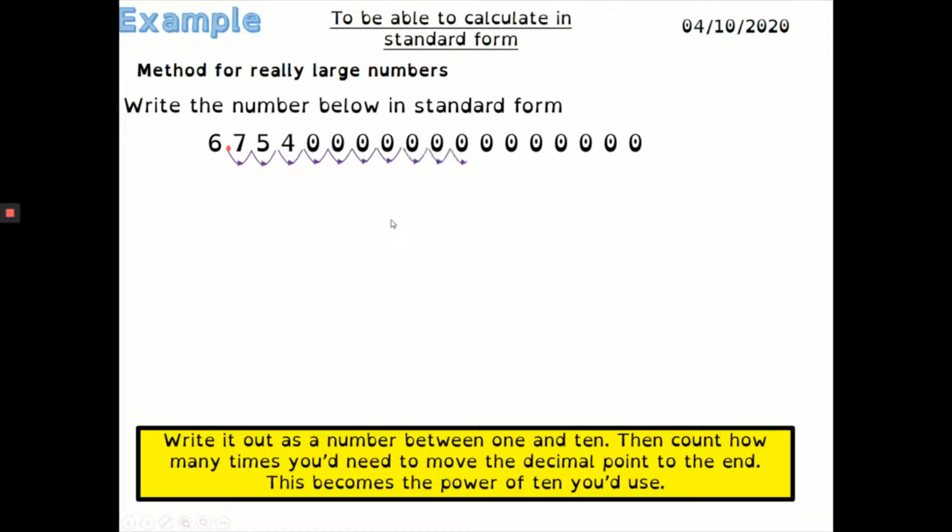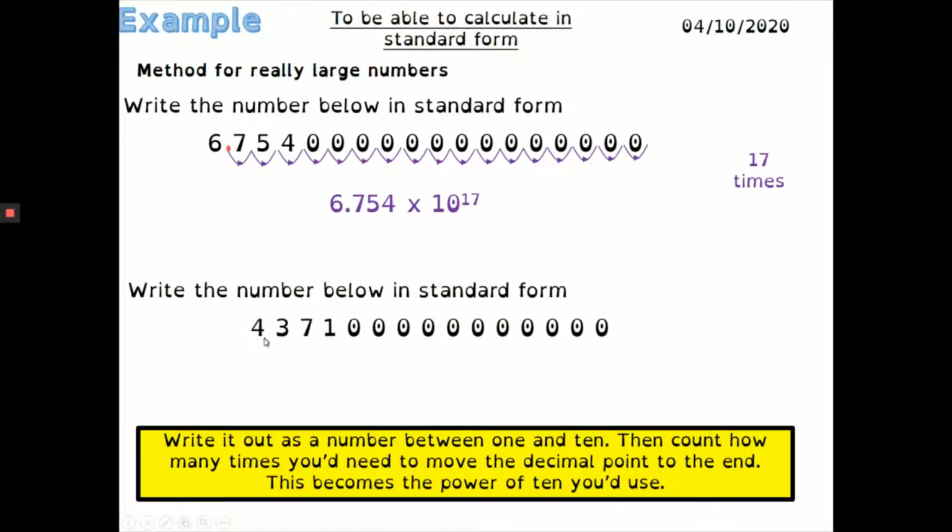Now you see, every time I'm moving this decimal point, it is effectively the same as multiplying it by 10. So here, to get the decimal point from here to here, I would have to multiply it by 10 17 times. So I can write this number in standard form as 6.754, the number between 1 and 10, times 10 to the power of 17. Now obviously the reason why we write these numbers in standard form is that this is a lot smaller and easier to understand than this large number, even though their value is the same.